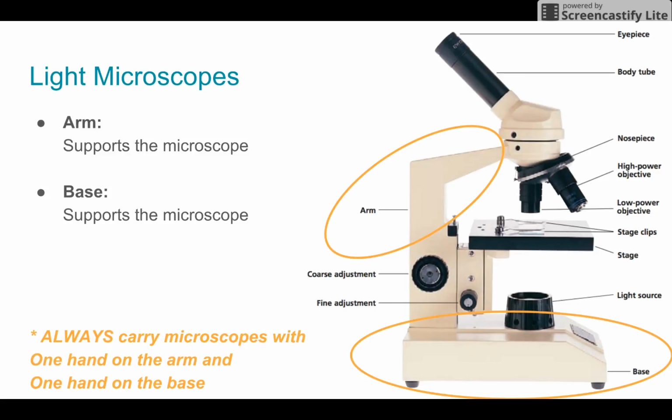Okay, the next two parts are the arm and the base. These are the support system for the microscope. The arm is here and the base is here. And it's very important that whenever you carry a microscope, you have one hand on the base and one hand on the arm. Carry it with two hands to make sure that it doesn't get dropped and that it is being carried properly and supported properly.